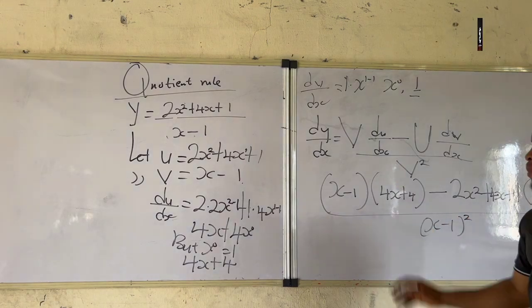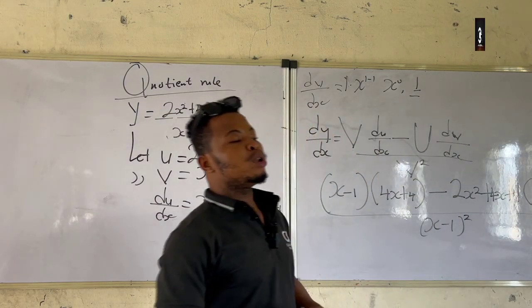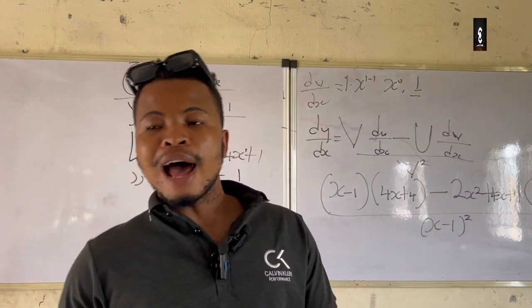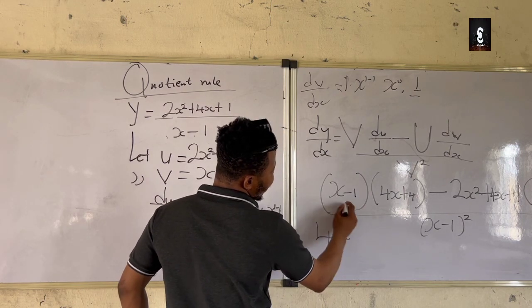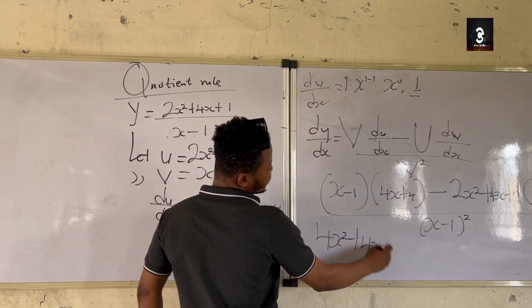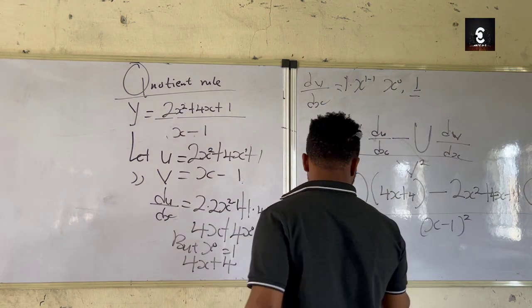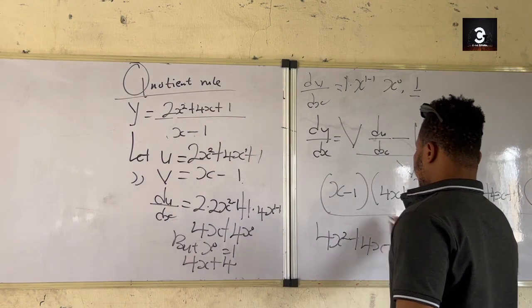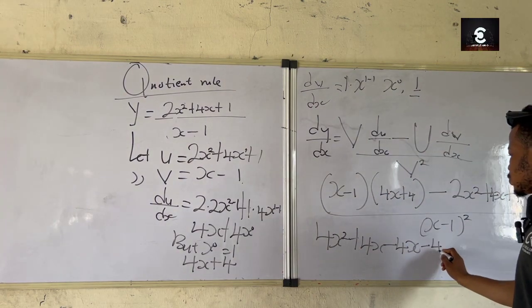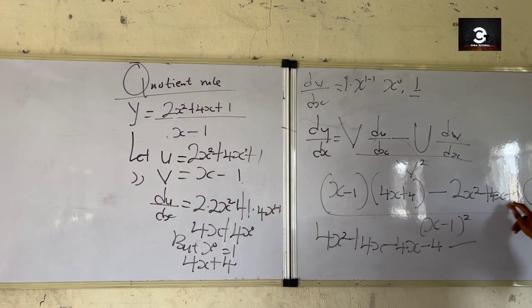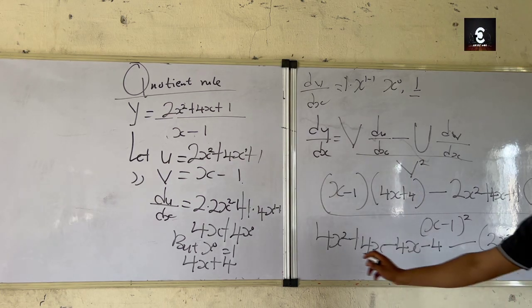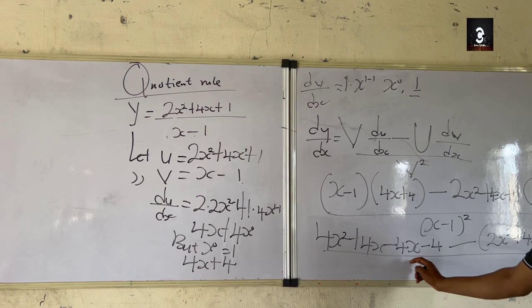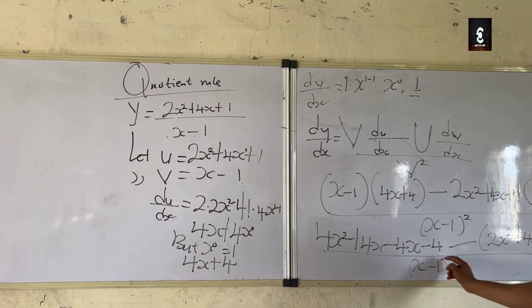What do we do? We expand. x times this, remember, when you're multiplying polynomials, we add the powers. You have x, another person has x. x turns to x squared. x times this will give you 4x raised to power 2. x times 4 will give you plus 4x. It is time for 1 to multiply. Minus 1 times 4x will give you minus 4x. Minus 1 times 4, minus 4. If you use 1 to multiply everything here, they still remain the same: minus (2x squared plus 4x plus 1), all over x minus 1 raised to power 2.